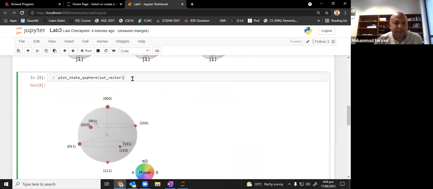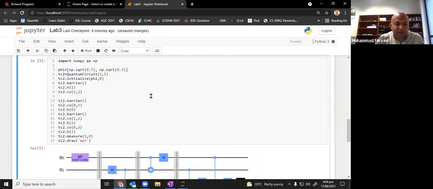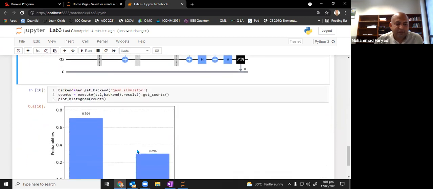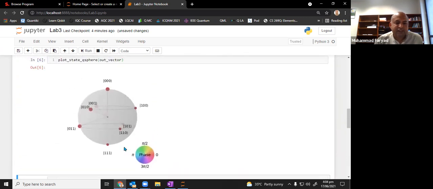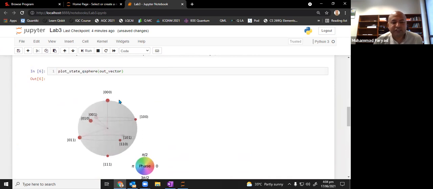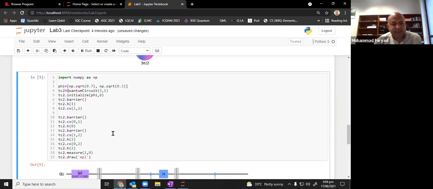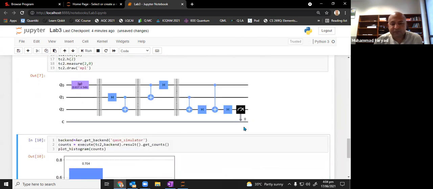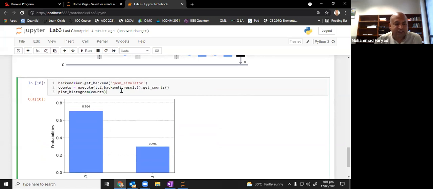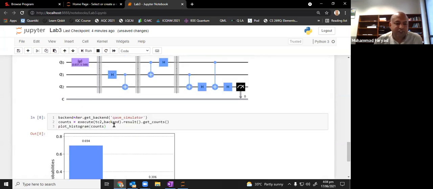And you can see the plot of the output vector. This is just a way that you can visualize these states on Q-spheres. But when you have too many terms in the output, it's not always very helpful. Okay, now I'm drawing the same circuit again, but now I have used a measurement gate at the end, and now I simulate it using the QASM simulator.